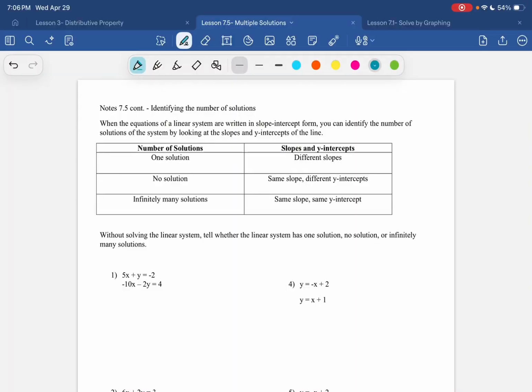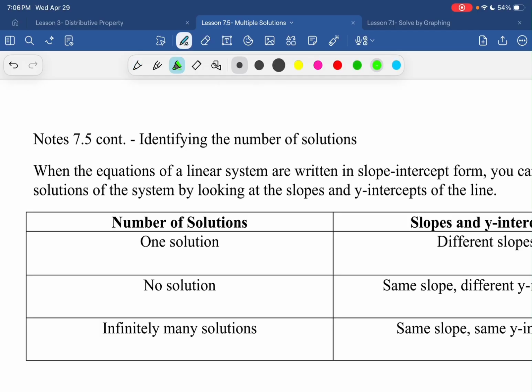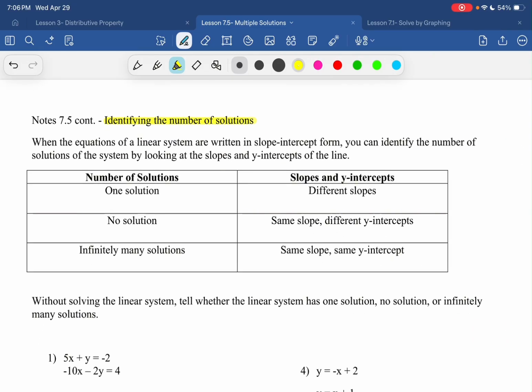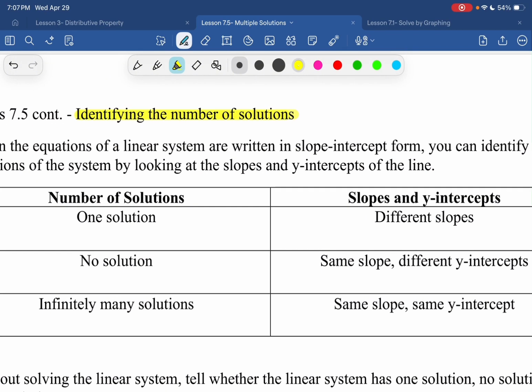All right, everybody. So now what we're going to do is take that knowledge that we just had and put it into work, right? So now we're going to have to take a problem that isn't always set up the way the other one was. Since we were learning, the other one was pretty much set up for you, right? So when the equations of a linear system are written in slope-intercept form, you can identify the number of solutions of the system by just looking at the slopes and the y-intercepts of the lines.